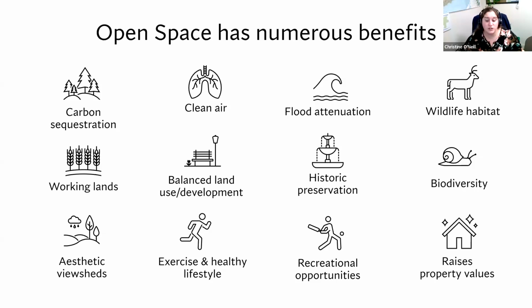So these benefits don't just stop at political borders. For all these reasons and more, NVCOG wants to create a regional open space inventory, or I should say update our regional open space inventory to map and track open space in the Valley. With that, I'd like to turn it over to Aaron to discuss some of the work we've done so far.